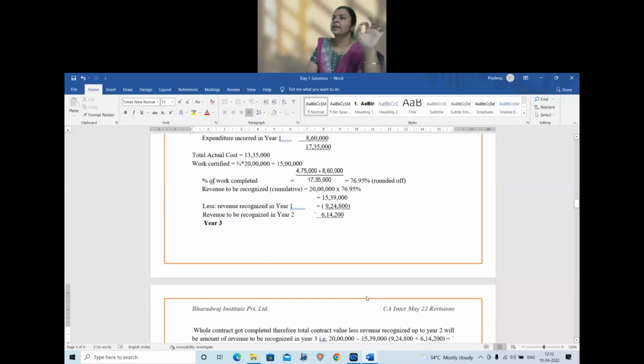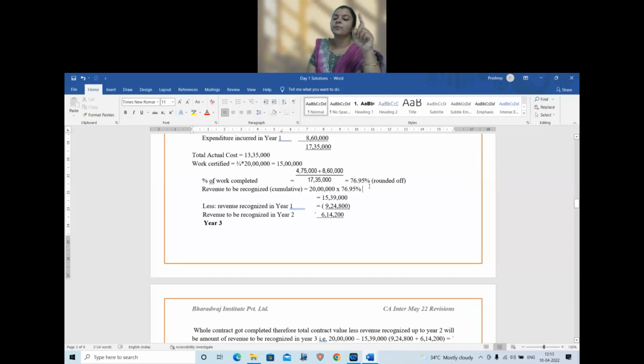Right? So far clear? Okay. So percentage of work certified is approximately 15 lakhs, but you have incurred 13,35,000. We are not stopping here. Immediately, let's not conclude. Calculate percentage of work completed based on the cost formula. 4,75,000 plus 8,60,000, which is 13,35,000, divided by 17,35,000.